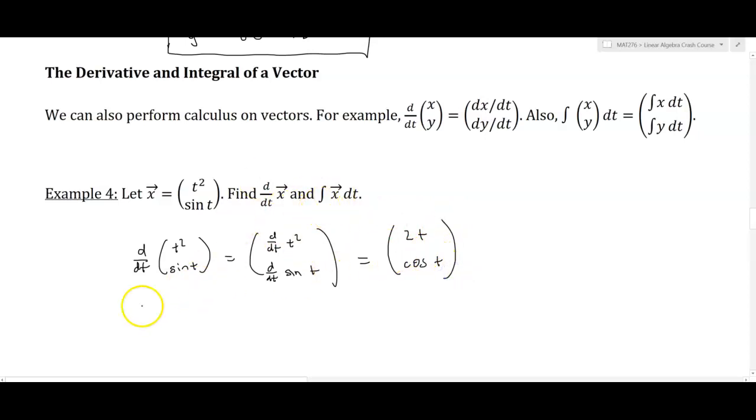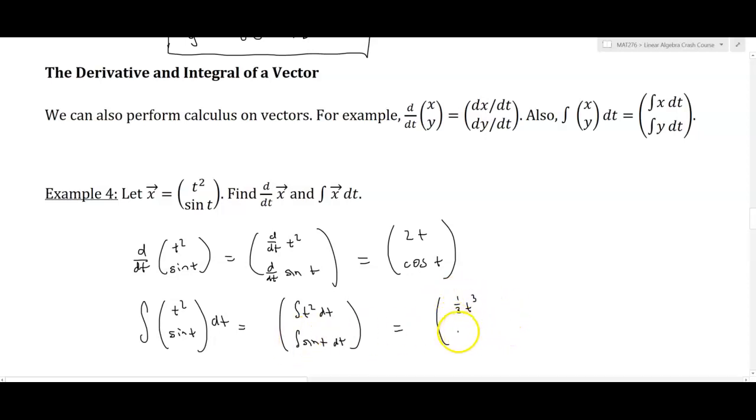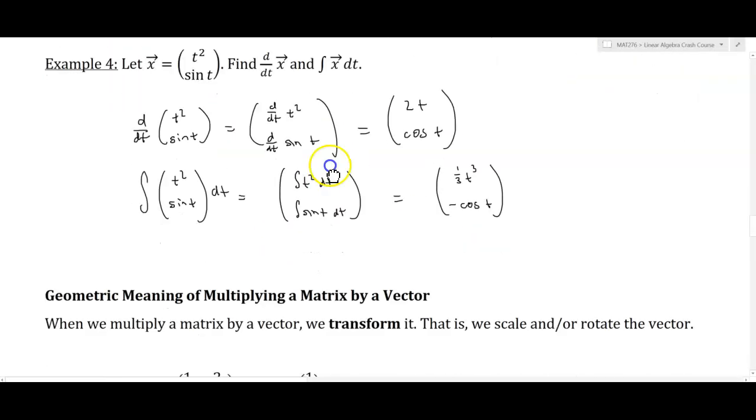Simple as that. Now, the integral of the vector t squared, sine of t with respect to t will be the integral of t squared with respect to t, and the integral of sine of t with respect to t. And of course, the integral of t squared is 1/3 t cubed, and the integral of sine of t is negative cosine of t. So that's how we can perform calculus on vectors.